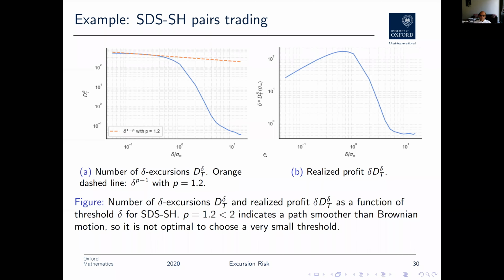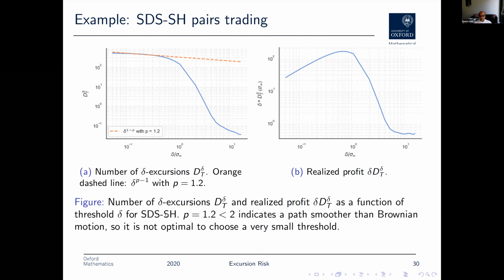If you look at the realized profit, in this case p is strictly smaller than 2. So the prediction is that as delta shrinks to 0, the realized profit should shrink, and in fact it does. And you see that it's optimal to take a threshold which is in this case close to 1. It's 1 standard deviation. Again, this is delta divided by standard deviation.